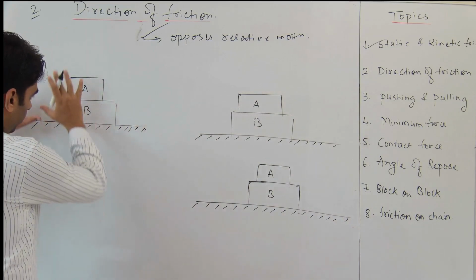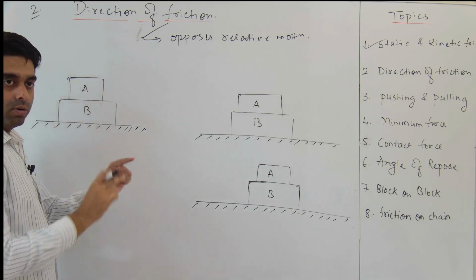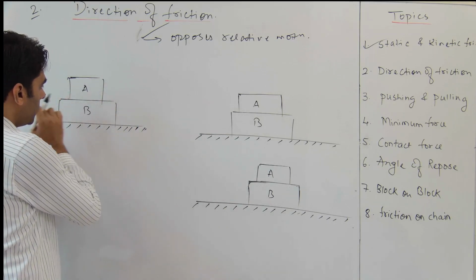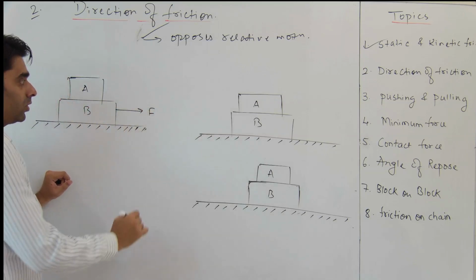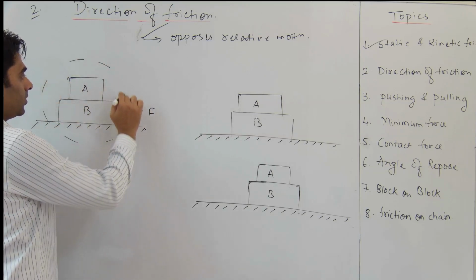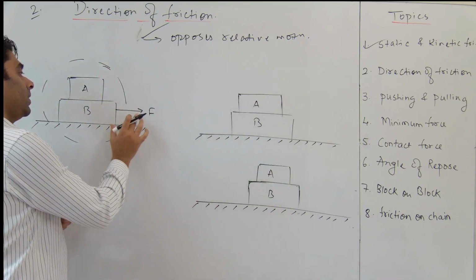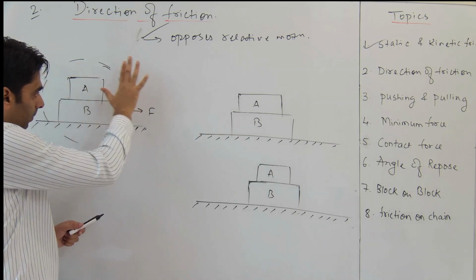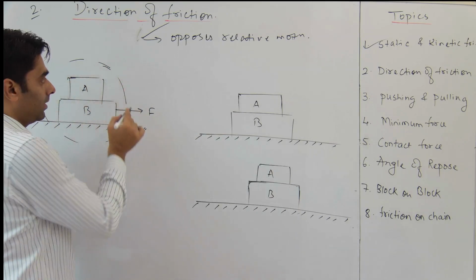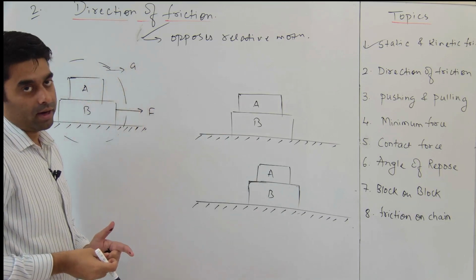Let's say in this first case we have two blocks, A and B, placed on top of one another. That means A is placed on B. Now let's say a force F is acting over here. Due to this force, both the blocks are moving together. The situation given to us is that the force is acting in such a way that both the blocks are moving together with the same acceleration and the same velocity. Together they are moving, right?